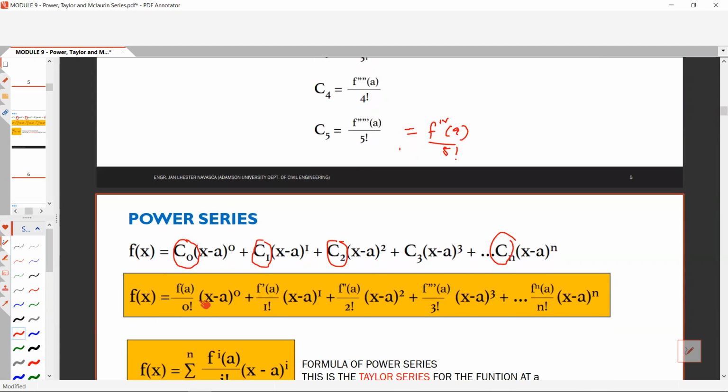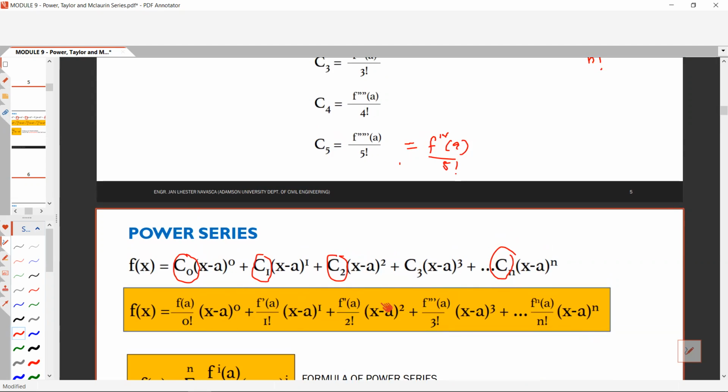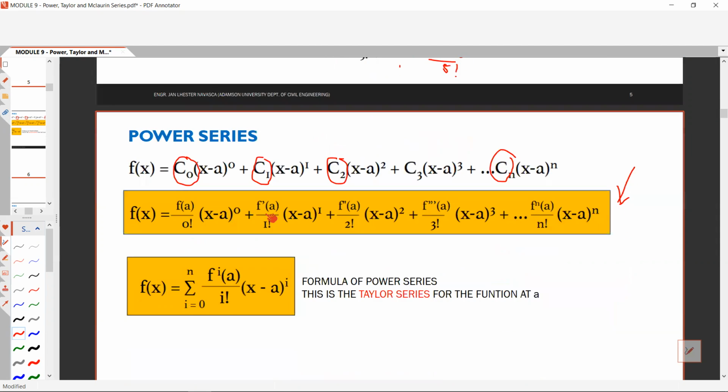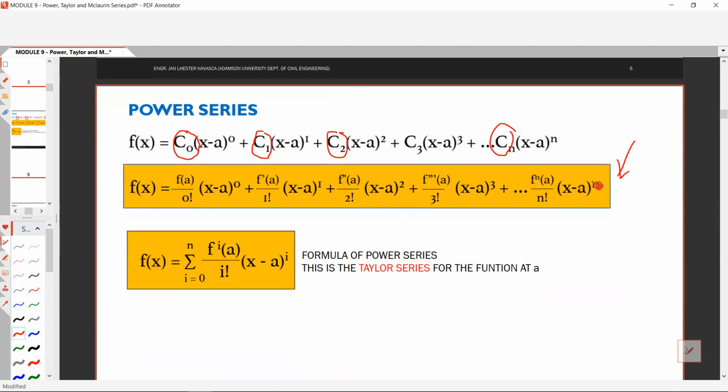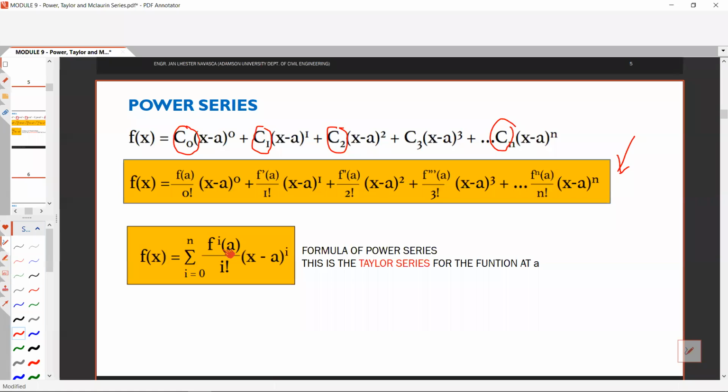So ayan, ganyan lang yung ating formula for power series. We will be using this one most of the time. So itong formula na 'to. For the initial notation of this power series, simply ganito lang siya. The summation from i equals 0 to n of the ith derivative of f at a over i factorial times x minus a raised to i. So this is the formula for power series. Okay, so this is the Taylor series.